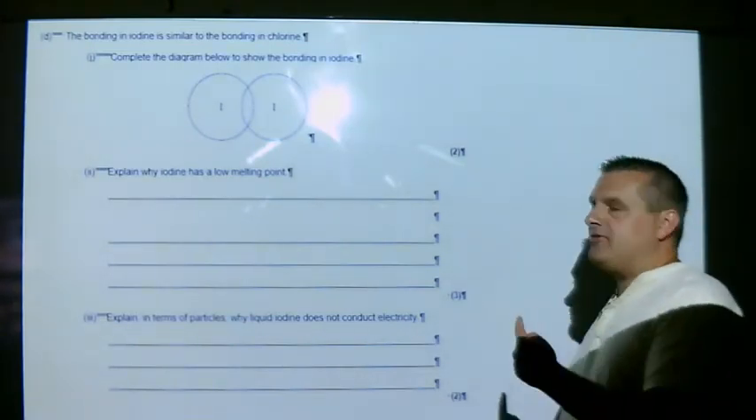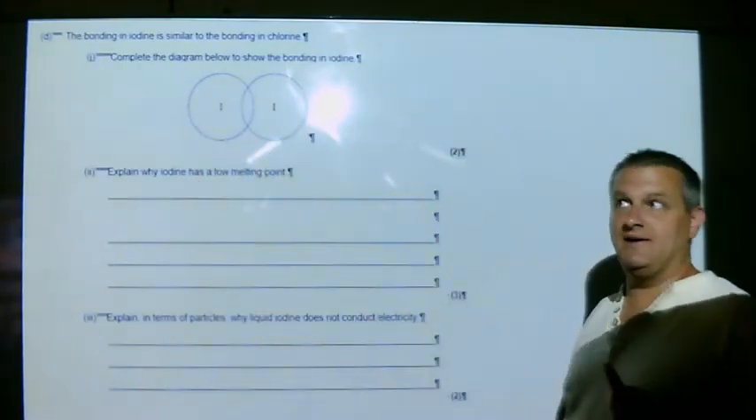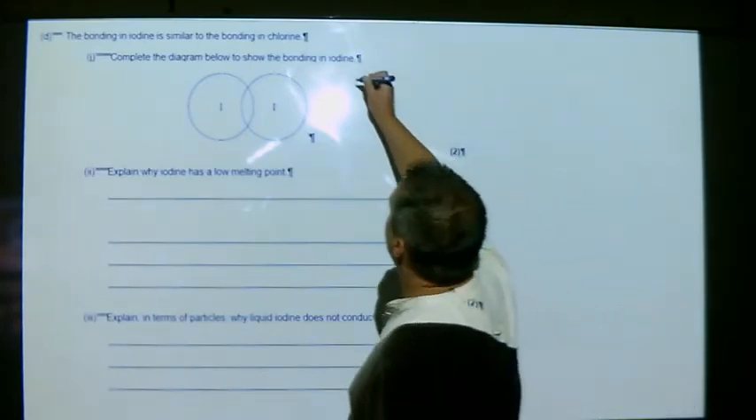So, at this point, what have I already got? I've got these overlapping circles. That's one of those types of dot cross diagrams. I've also been told that it's iodine.